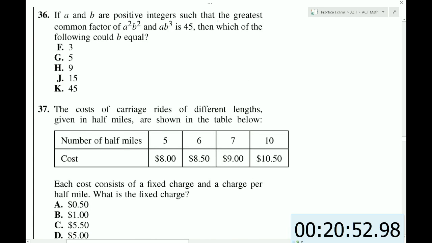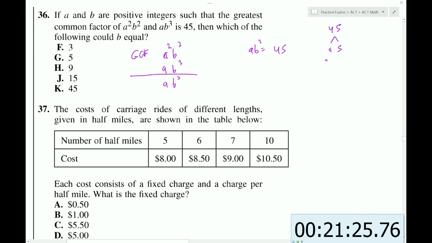If a and b are positive integers such that the greatest common factor of a squared, b squared, and ab to the third, so the GCF of these two is 45. Okay, so let's calculate the GCF of these by doing a stack method. We stack them on top of one another, and then since we're looking for the greatest common factor, we actually take the least of each column. So the least power here is a, and the least power here is b squared. Now we know that that has to equal 45. So let's break 45 down and see what it's made of. It's made of a 9 times 5, right? And then a 3 times 3 times 5. Basically 3 squared times 5. So ab squared equals 5, 3 squared. Then b could equal 3.